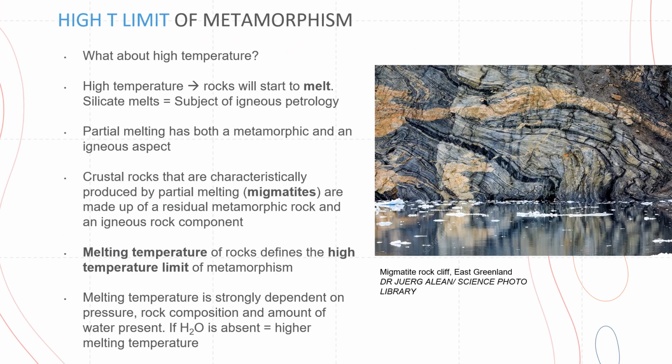So if that was the lower limit of metamorphism in terms of temperature, what would be the higher temperature limit of metamorphism? So when does it stop being metamorphic and start being igneous? So high temperatures will cause rocks to melt. And when it melts, this becomes the subject of igneous petrology.